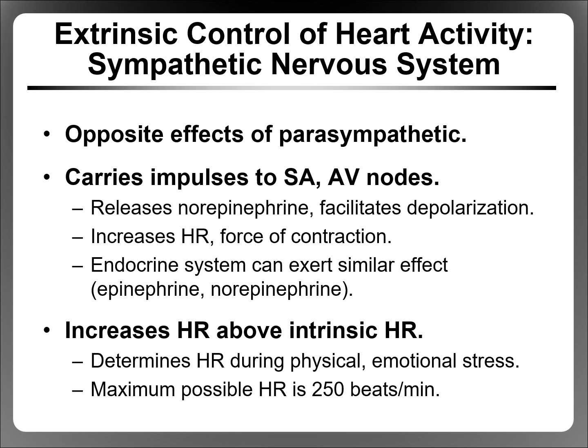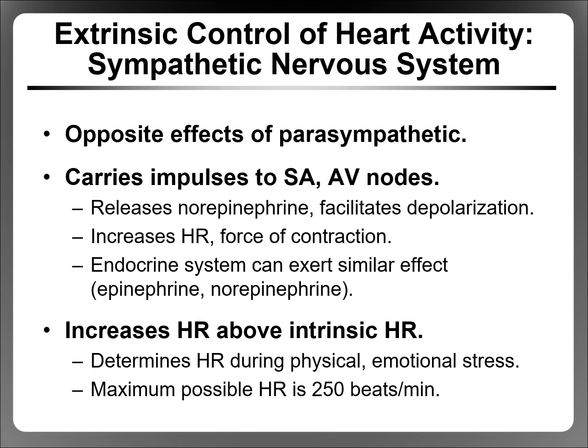So, as you would expect, the sympathetic nervous system has an opposite effect to the parasympathetic nervous system. Its job is to carry impulses to the SA and the AV nodes through the release of norepinephrine, which is going to facilitate depolarization. This means we can increase our heart rate and the force of contraction of the cardiac muscle. Our endocrine system can also exert a similar effect with epinephrine and norepinephrine.